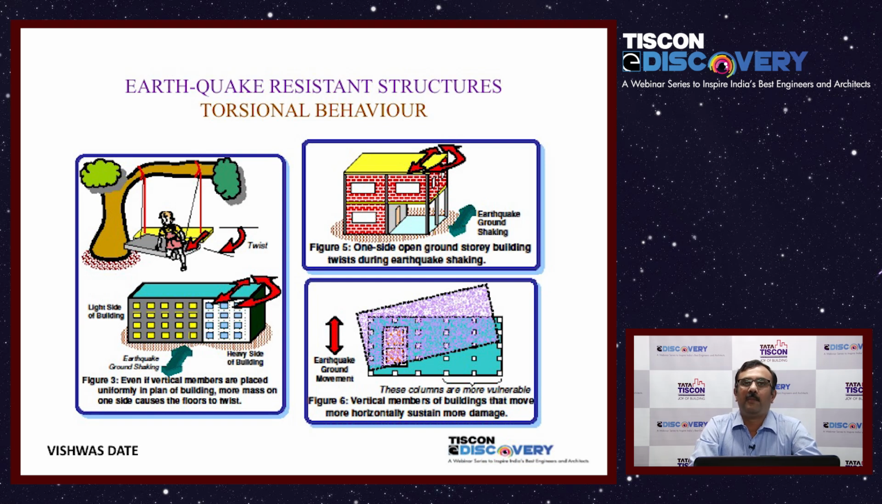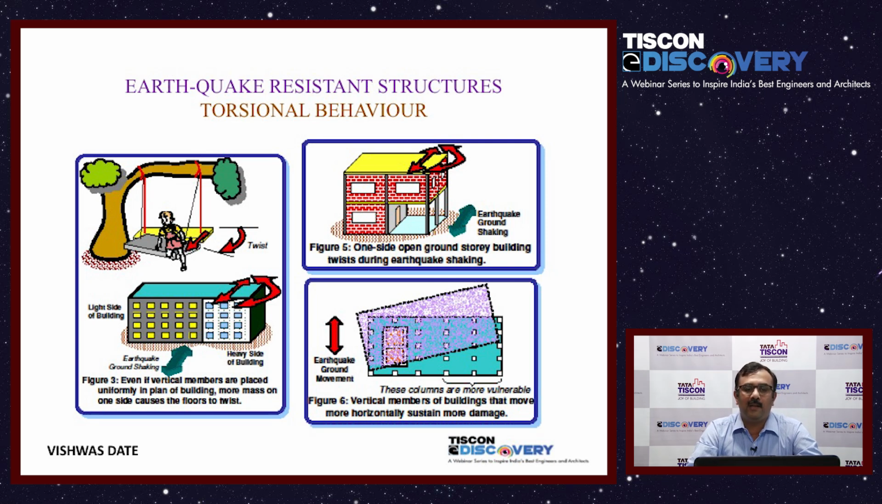So this is a graphical representation of torsion. One can imagine a child on a swing. If he is sitting properly in the center and he starts to swing, the swing will go in the same line, straight. But if he sits on one corner and starts swinging, the swing will start not only going forward and backward, but also start twisting. And the same thing, believe it or not, happens in buildings. So why will torsion happen? Let's look at some graphical images.